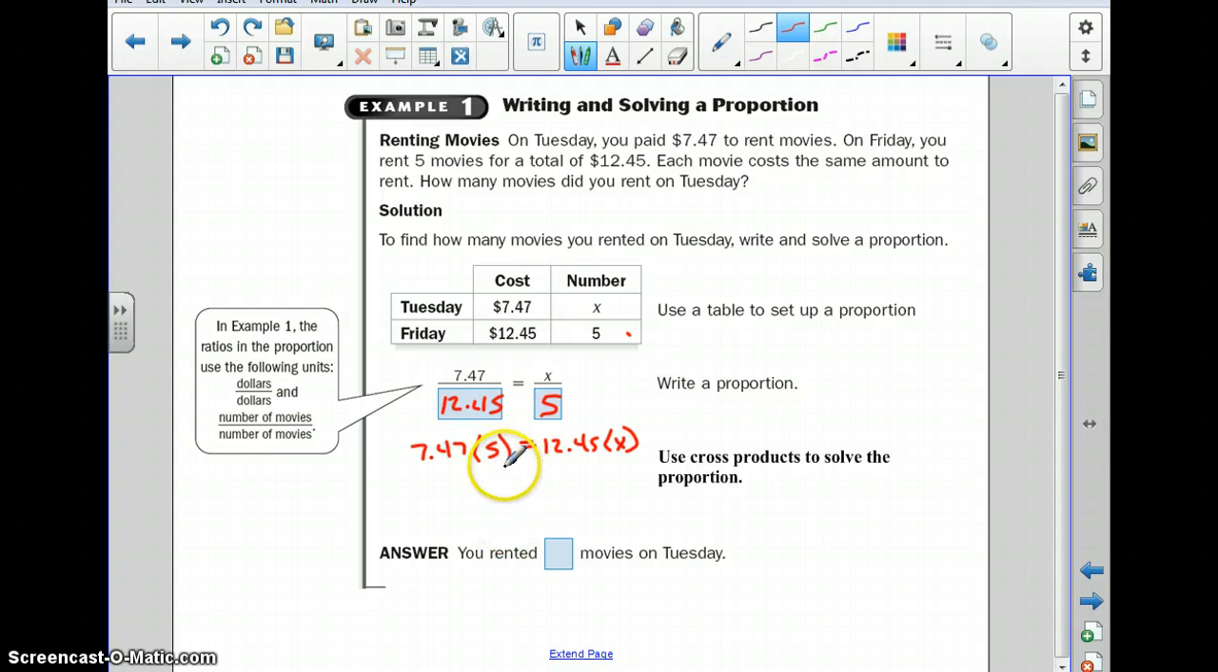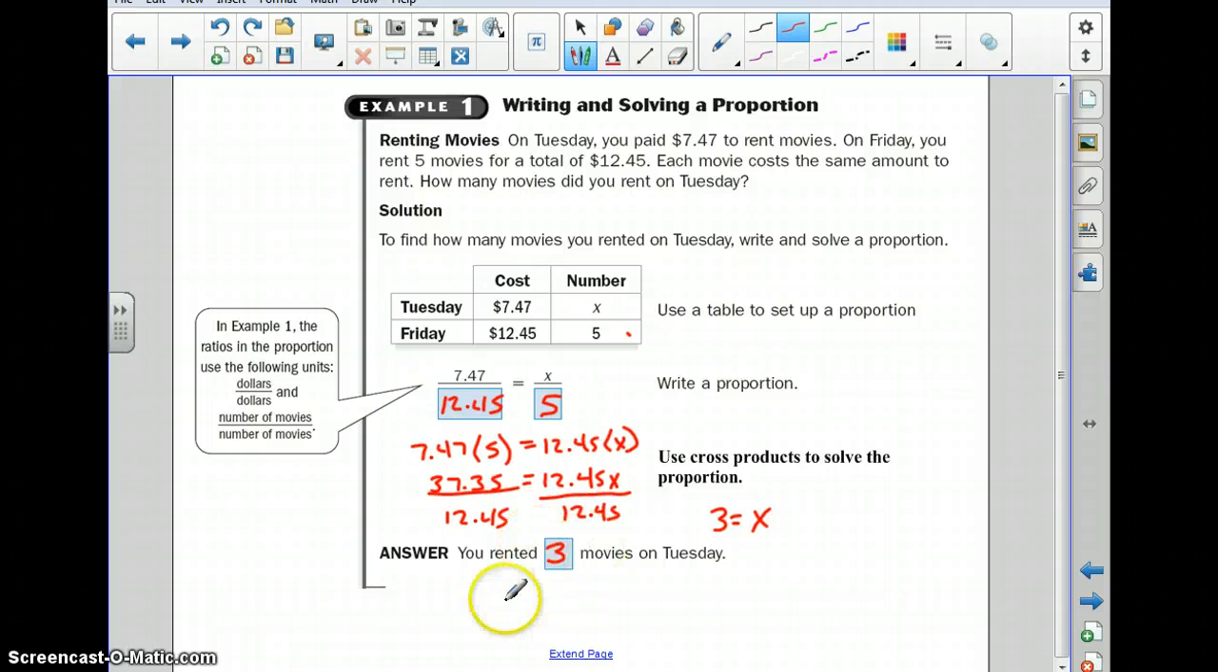And I actually would do the work on this, and I end up with 37.35 equals 12.45x. Divide by 12.45. Divide by 12.45. And my answer becomes 3. I rented 3 movies, so 3 equals x. I rented 3 movies on Tuesday.